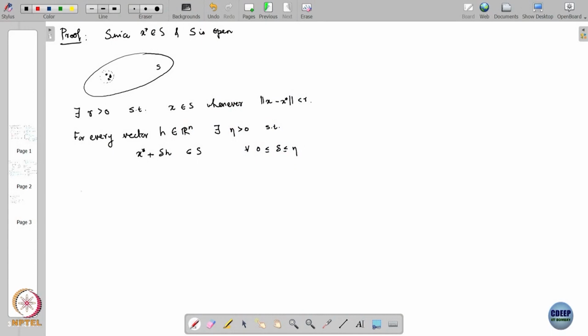Now, since we know that x star is optimal, is an optimal solution.